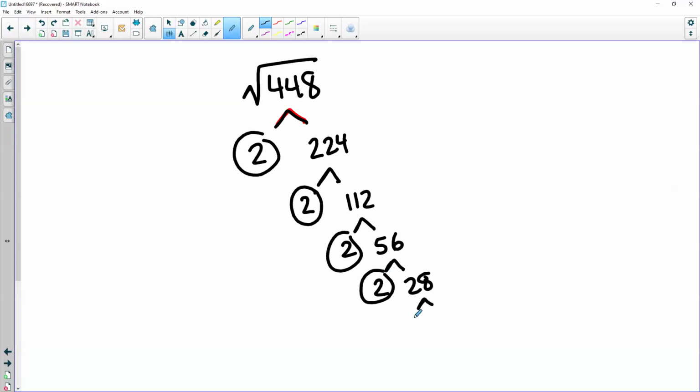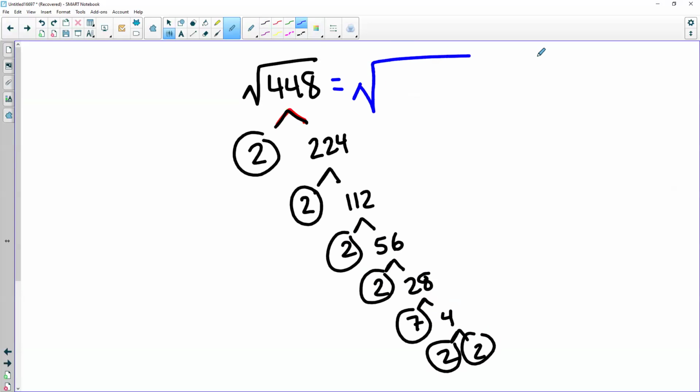I know that 7 times 4 would give me 28. 7 is prime, 4 breaks down into 2 times 2. So the idea here is you keep going until you get to numbers that you're very comfortable with. And so now I can take a look at actually simplifying this radical. If I were to simplify this, I have 2 times 2 times 2 times 2, so 1, 2, 3, 4 twos, then a 7, and then 2 more twos.